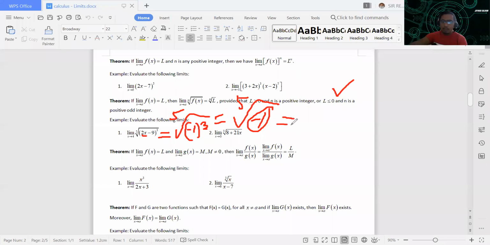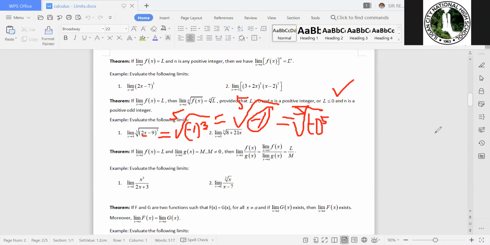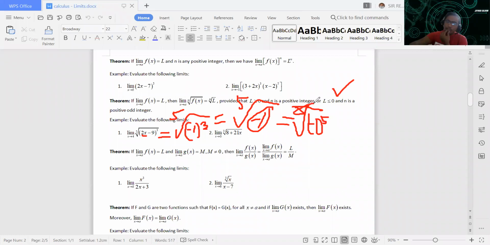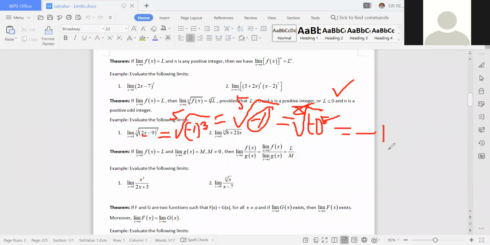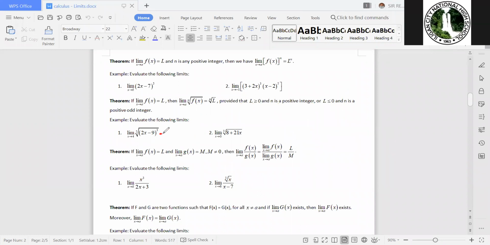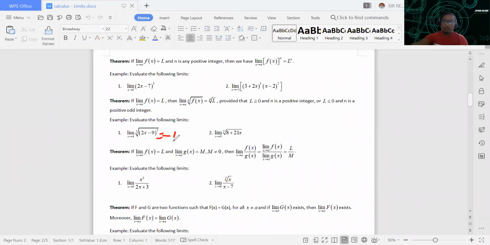that negative 1, hopefully you will agree, can be written as negative 1 raised to 5. Do you agree? Yes, sir. Why do we choose 5? Because our index is 5, so that it will be cancelled out, so your answer is negative 1. Okay, that's it. So the answer here is negative 1.